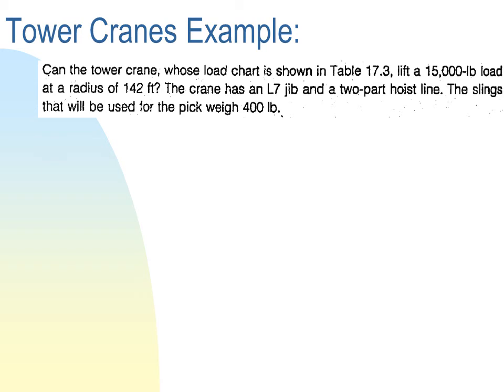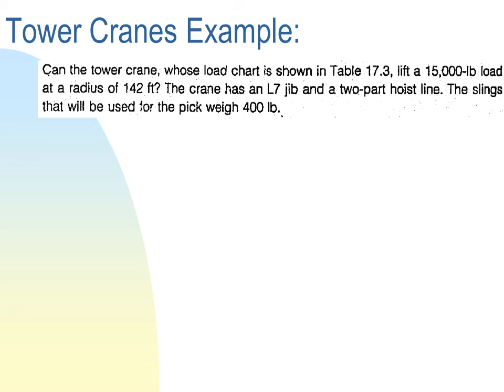So here we have a nice example. Can a tower crane whose load chart is shown as table 17.3 lift a 15,000 pound load at a radius of 142 feet? The crane has an L7 jib and a two-part hoist line. The slings that will be used for the pick weigh 400 pounds. So first thing is that we should add the 400 pounds to the 15,000.